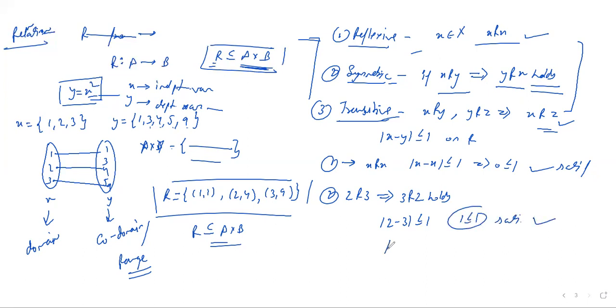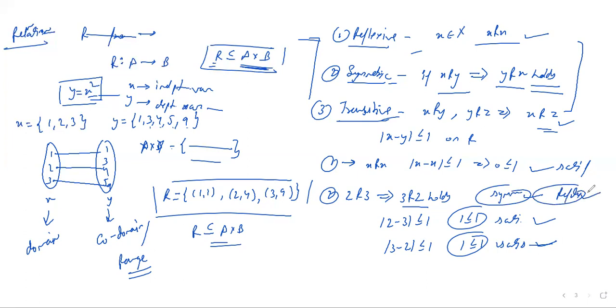And if I check whether 3 is related to 2 or not, then 3 minus 2 is less than or equal to 1, which is also satisfying. So it also holds symmetricity. It is holding symmetricity, and it is holding reflexivity. Now let's check for transitivity.